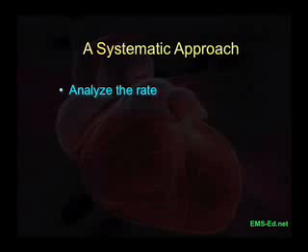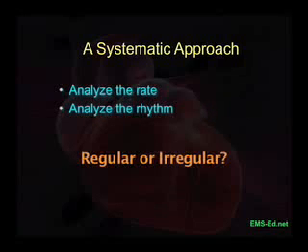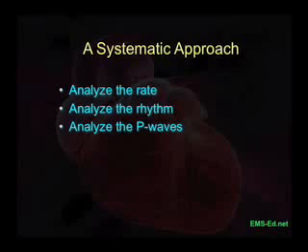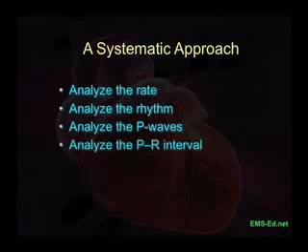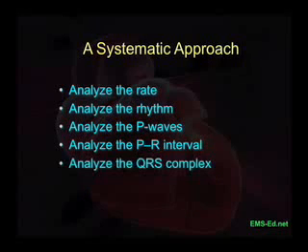We should consider and analyze the rate of the atria, the rate of the ventricles. Analyze the rhythm. Is it regular, regularly irregular, or irregularly irregular? Analyze the P waves. Are there P waves? Do we have a P wave for every QRS complex? Do we have a QRS for every P wave? Analyze the PR interval. Is the interval within normal parameters in length? Is the length constant?